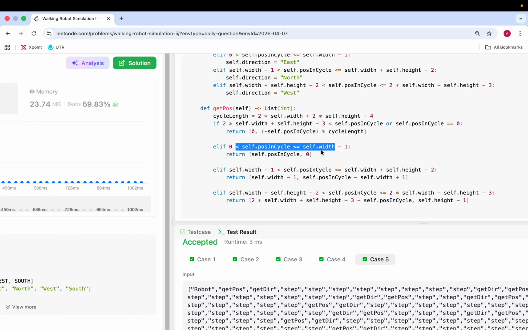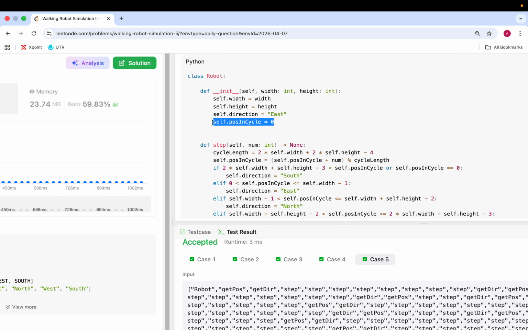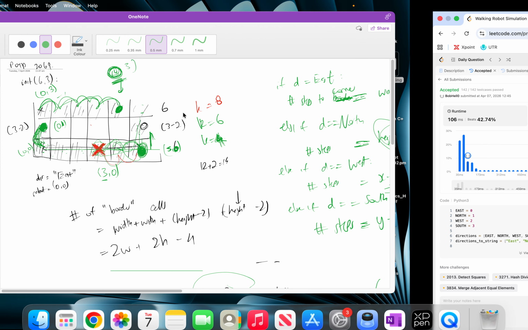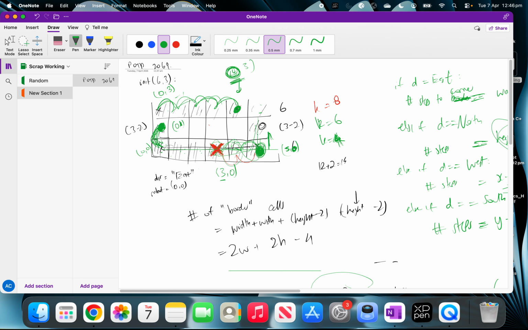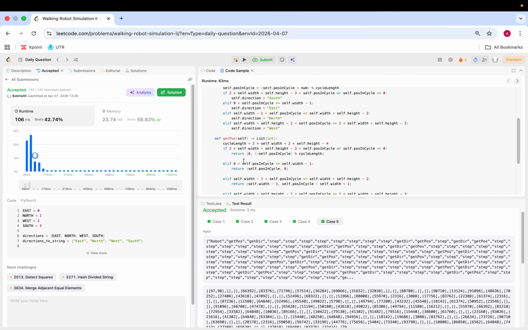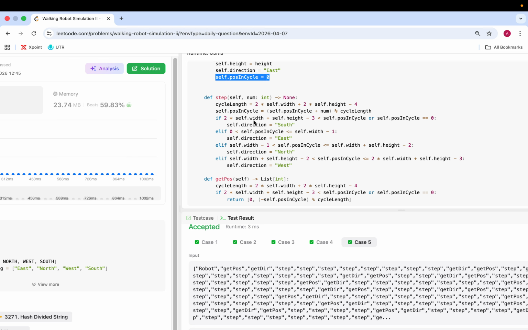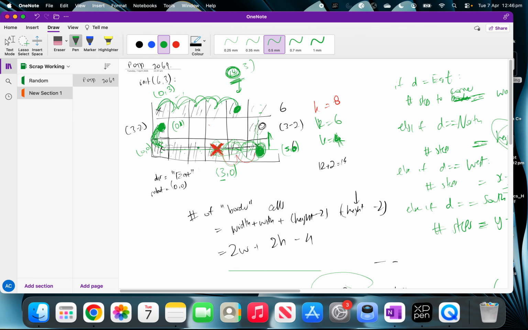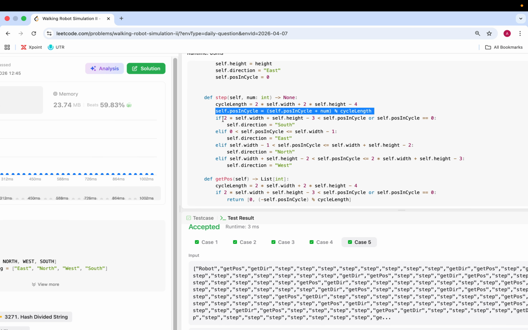Crazy. What's pos in cycle? I guess I'm assuming you label 0, 1, 2, 3, 4, 5 like that. Same kind of thing here. Pos in cycle plus, sure. Oh, that's smart. So you label these numbers 0, 1, 2, 3, 4, 5, and then you get the position, and then you convert that position.